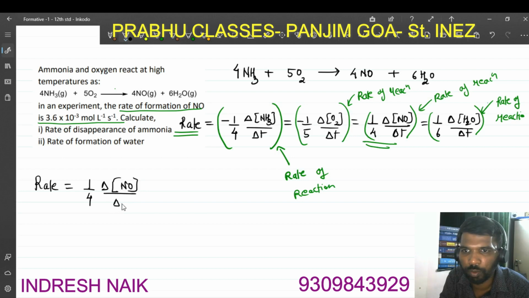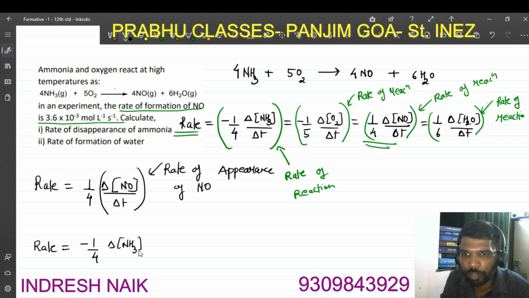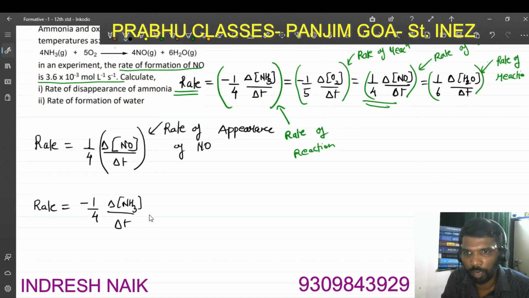So this whole term defines the rate of the reaction. But if I want to separate, then only this bracketed term, excluding that 1 by 4, will represent rate of appearance of NO. The same way I can relate rate is equal to minus 1 by 4 delta NH3 by delta T, excluding this 1 by 4 over here.